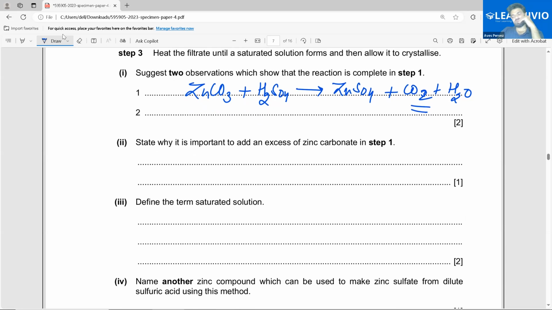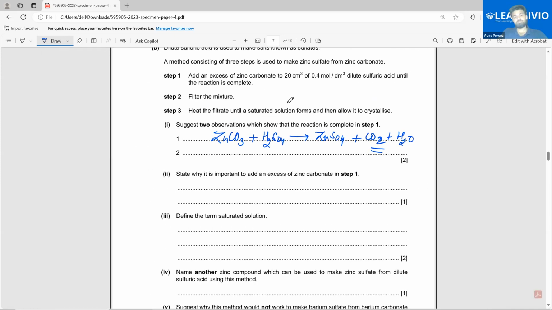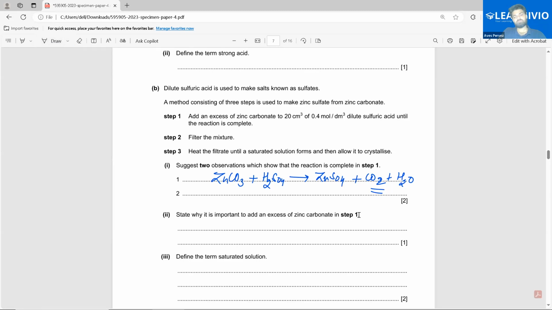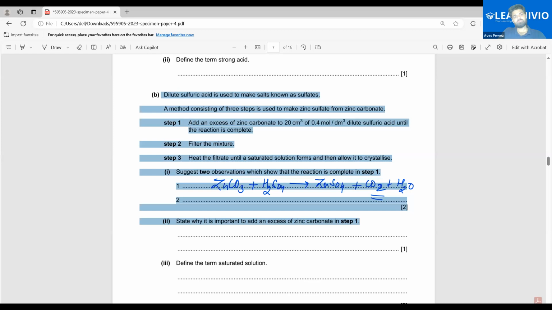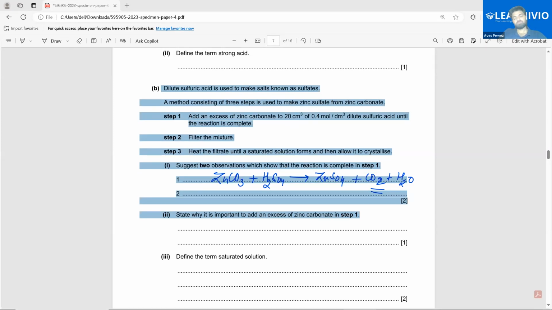Define the term saturated solution. I didn't do this type of question ever. Saturated solution means the condition is there that no more solute can be added. We can simply say that: saturated solution means no more solute can be added.